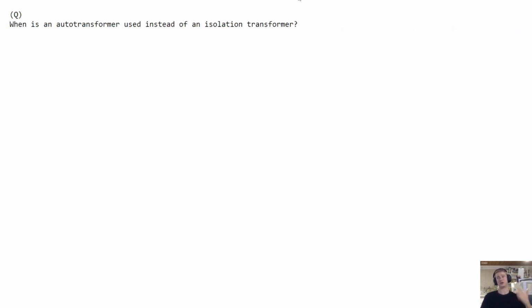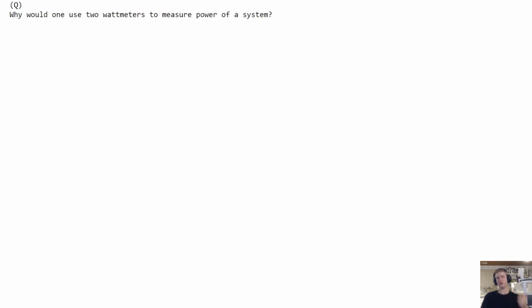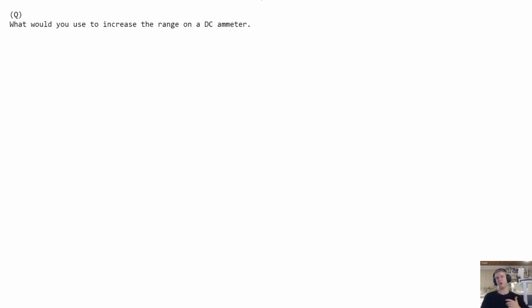Next, when is an autotransformer used instead of an isolation transformer? This would be where the ratio of transformation is low. Next, why would one use 2 watt meters to measure power of a system? And this would be if it is a 3-phase system. Next, what would you use to increase the range on a DC ammeter? You would use a shunt.